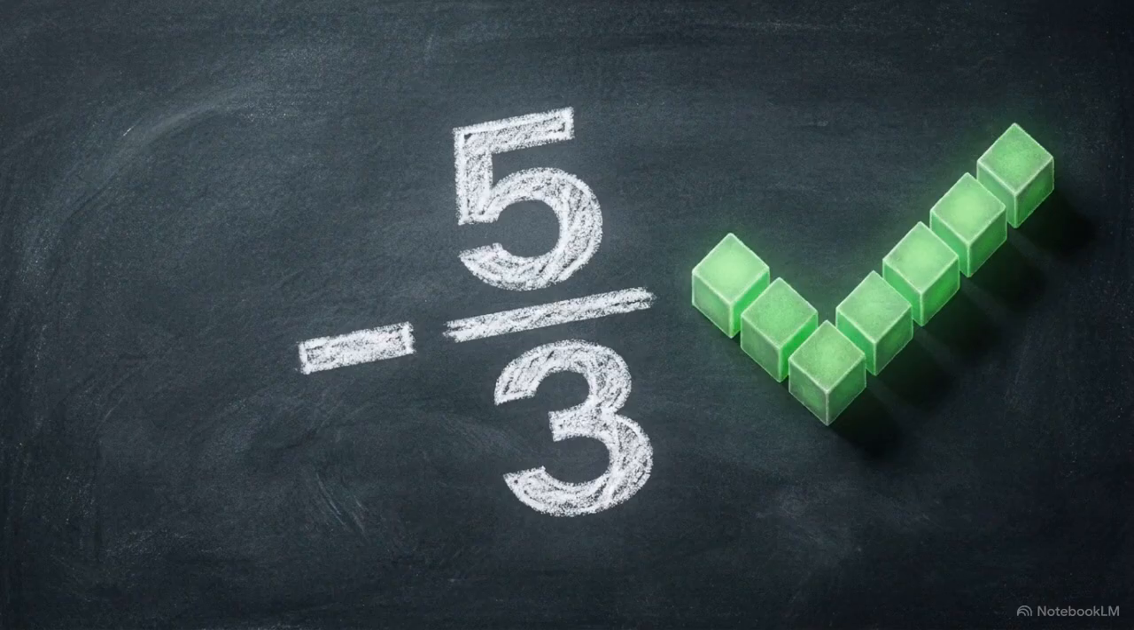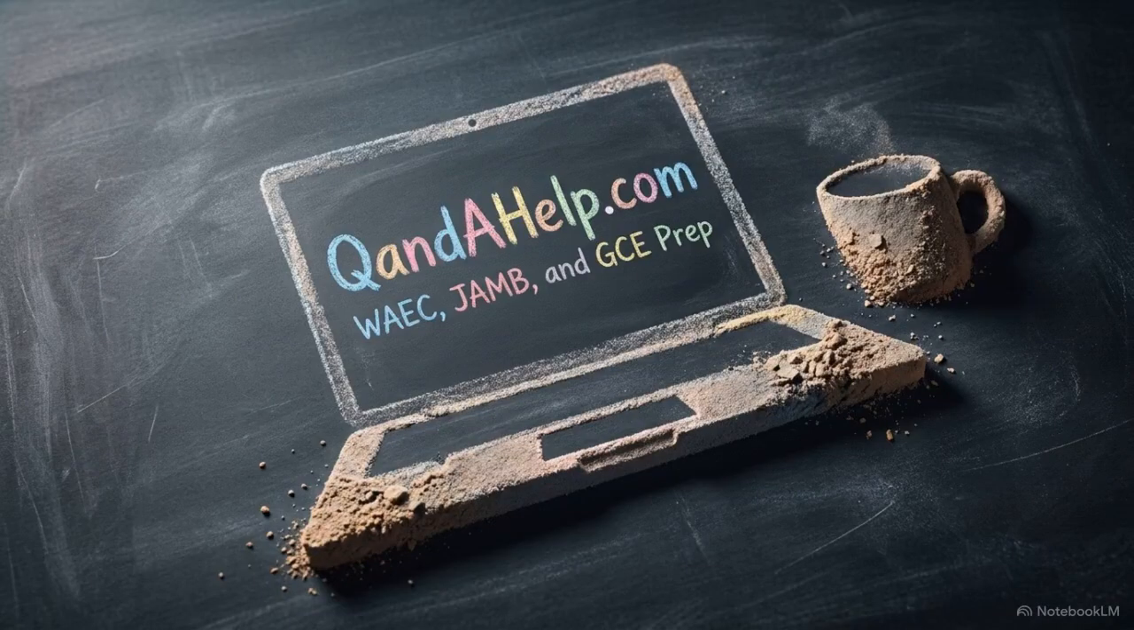You've successfully solved this 2026 past question. Our final answer is option D, negative 5/3. Practicing these translations helps you turn word problems into solvable equations.